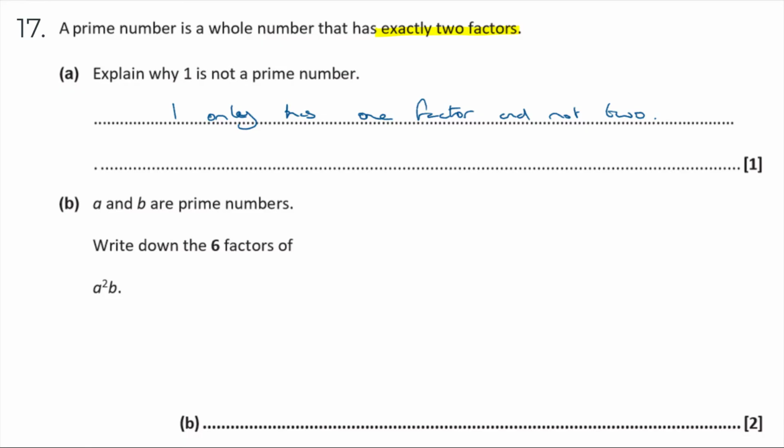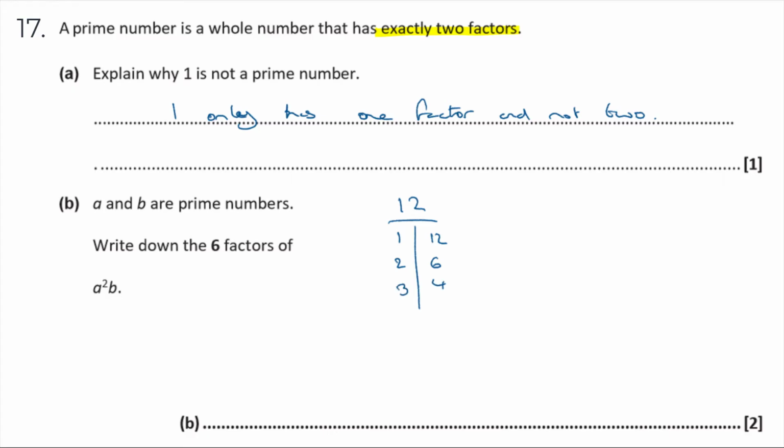a and b are prime numbers. Write down the 6 factors of a squared b. Well, if you think about factor pairs, normally, if I wanted to write the factor pairs of 12, I'd write 12 at the top and I'd write them down in pairs. So 1 goes with 12, 2 goes with 6, 3 goes with 4.